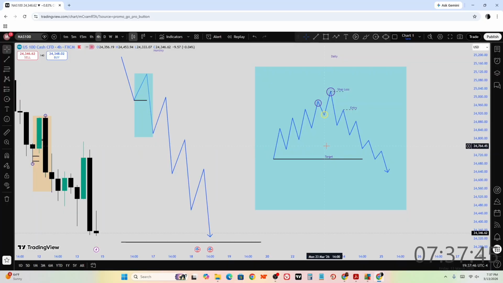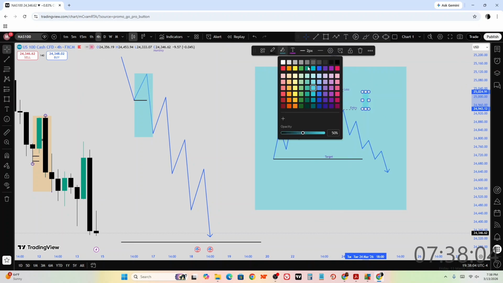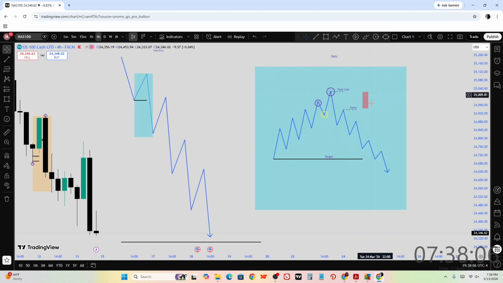Okay? This is my target. So you see, once price enters here, this is how much I'm willing to lose right here. This little space is how much I'm willing to lose. So I'm going to make a little box from here to here. I'm going to put it, this is how much I'm willing to lose in order to make from here to here.